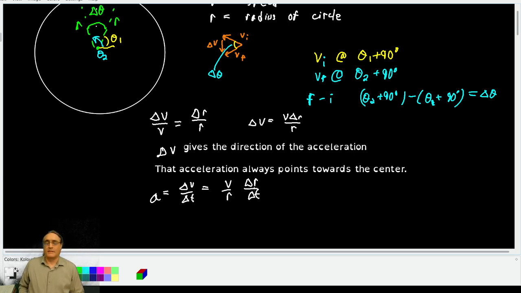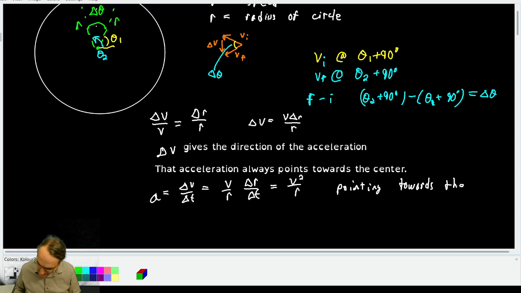If we let the time become very short, the two points will get very close together, and delta r over delta t will just become the same thing as the velocity all over again. So we end up with the acceleration looking like v squared over r, pointing towards the center.